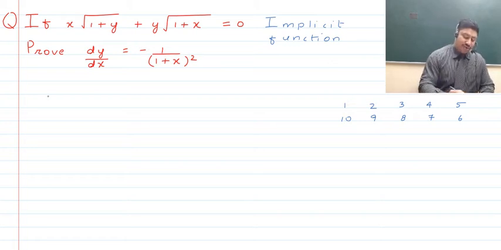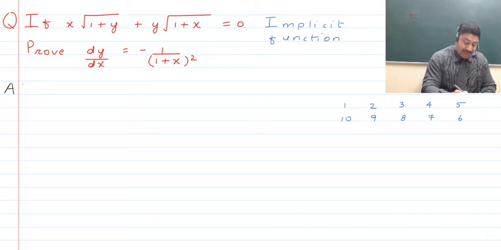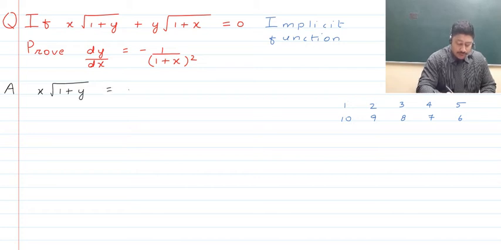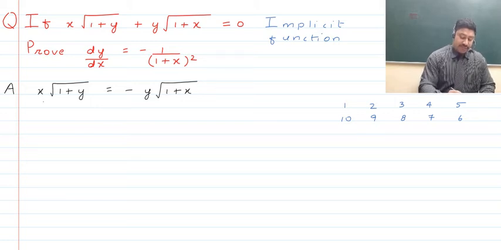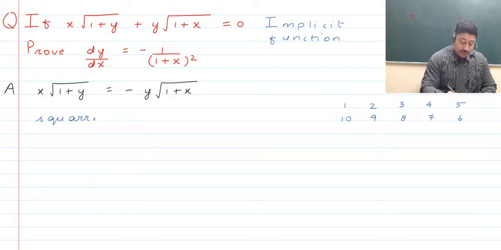So let's see how. Here first what we do is, we have this equation where we will take one term to one side and the other term to the other side. So writing the solution of this sum, we now have x times root of 1 plus y, which will become equal to minus y times root of 1 plus x. Now further what we do is, if we square both the sides, then the roots will get removed. So next now we will be squaring both the sides.